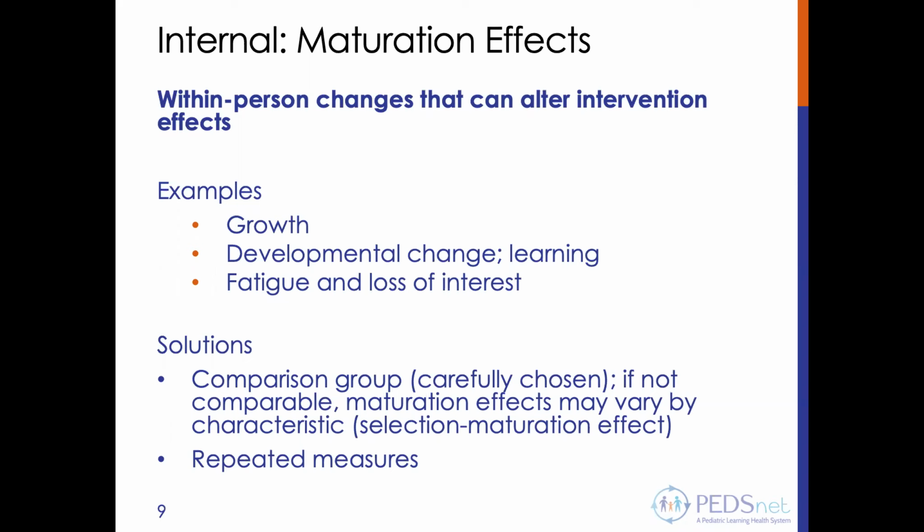And again, you can mitigate it by having a comparison group well chosen. However, if there are important differences between the comparison group and the intervention group, you may have what's called a selection history or a selection maturation interaction. In other words, it's possible that the historical effect or the maturation effect has differential impacts on the two groups. And so you need to weigh whether or not that's possible or whether it's likely to be going on. Another approach to mitigate this is to do repeated measures.